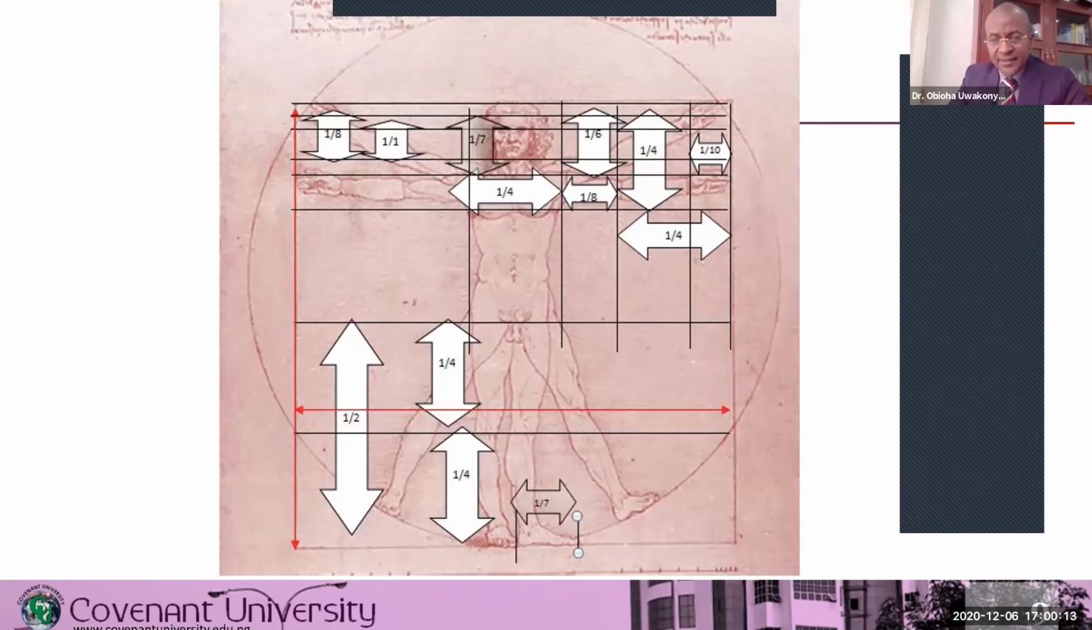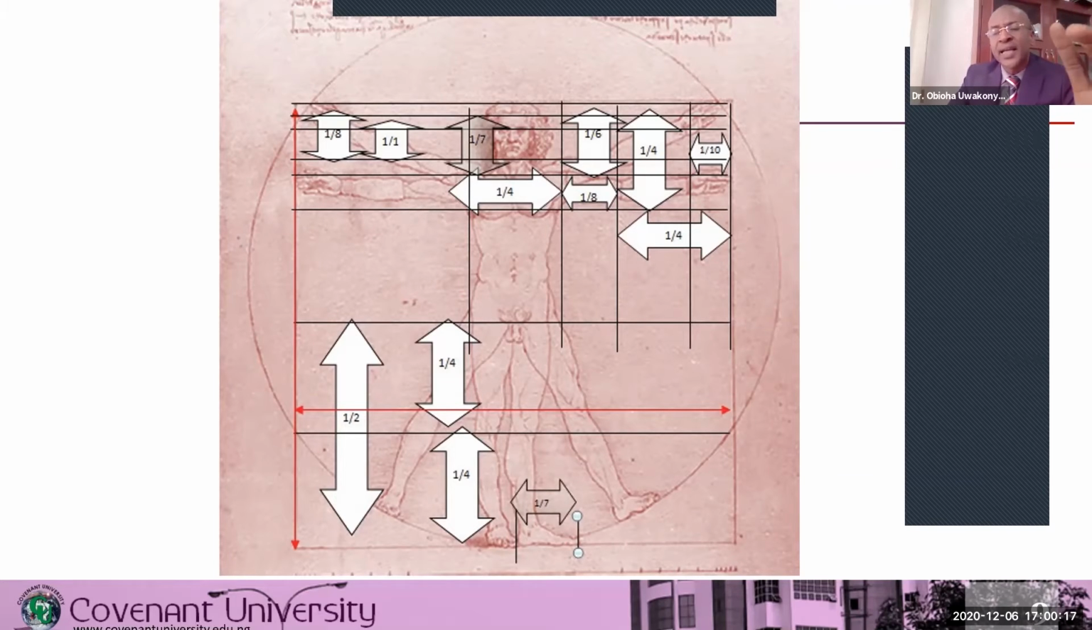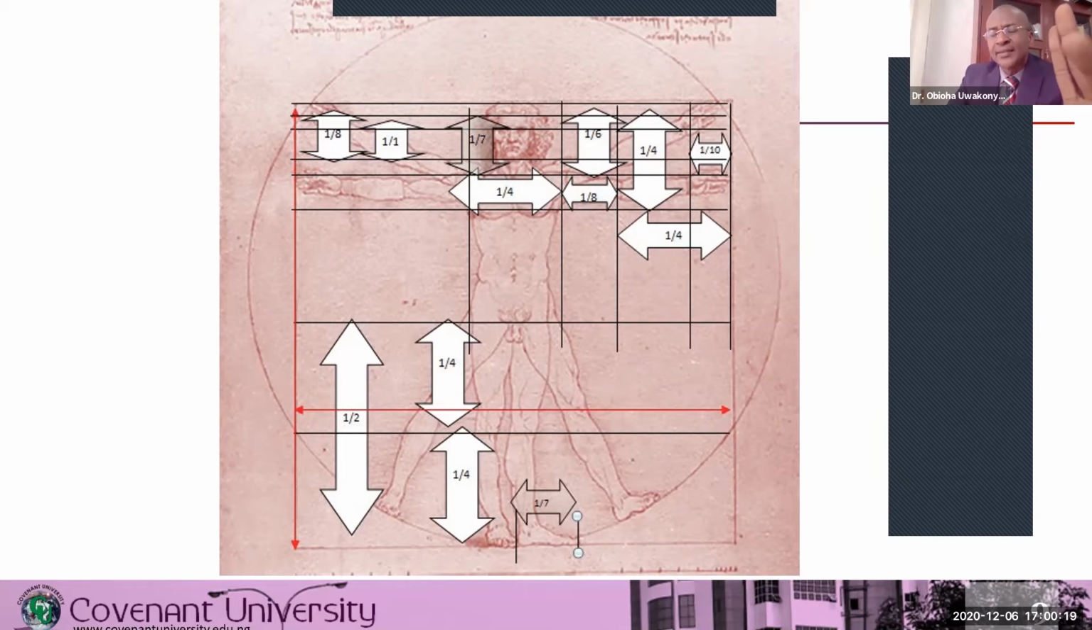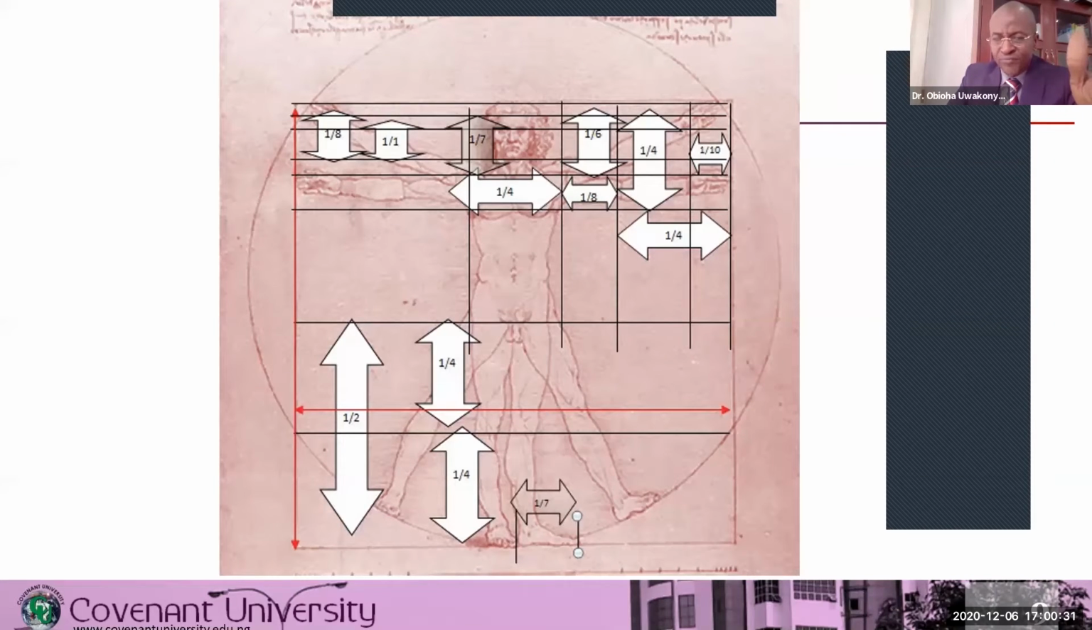We can look at these particular slides that show the human body and the relationships between the different parts of the human body. For example, the shoulder span is considered to be a quarter of the height of a human being. And the root of the male reproductive organ is considered to be at a precise position of half of the height of a human being.